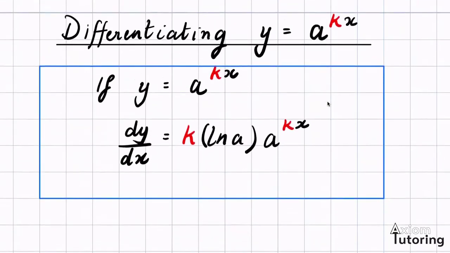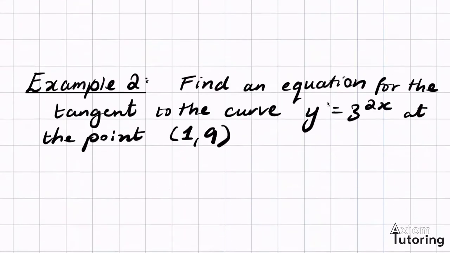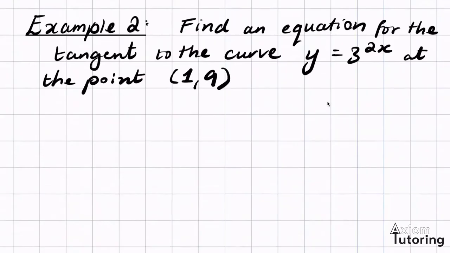So to differentiate y equals a to the kx, it's very similar to what we had before. We have our factor of ln a, and then we have our original function back, but we have to bring out our constant k in front. So for y equals a to the kx, our first derivative dy over dx is equal to k times ln of a times a to the kx. So now let's use that to work through our second example here.